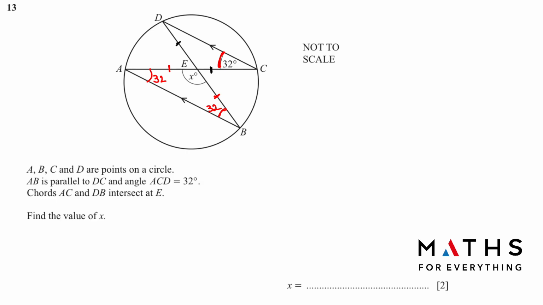Now to find x, we use the sum property of a triangle. When we add all the three angles, it equals 180. So to find x, from 180 we subtract the two angles that we have. This will give us 116. That's the value of x.